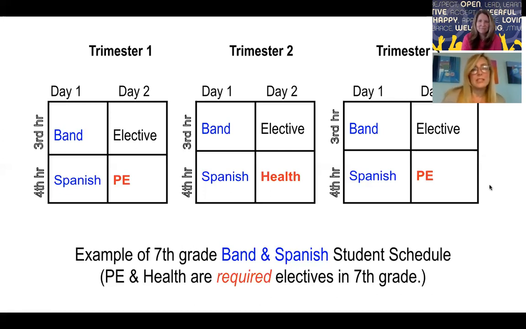So if you look at this example student, this student is going to be in band and Spanish. You can see how that plays out throughout the year. Classes in red are ones that are required for seventh grade. So just PE, 2 PE classes along with health, and the rest is up to you as far as what you want to pursue. You can see that this student would have 3 more electives to choose outside of band, Spanish, and the PE requirements.